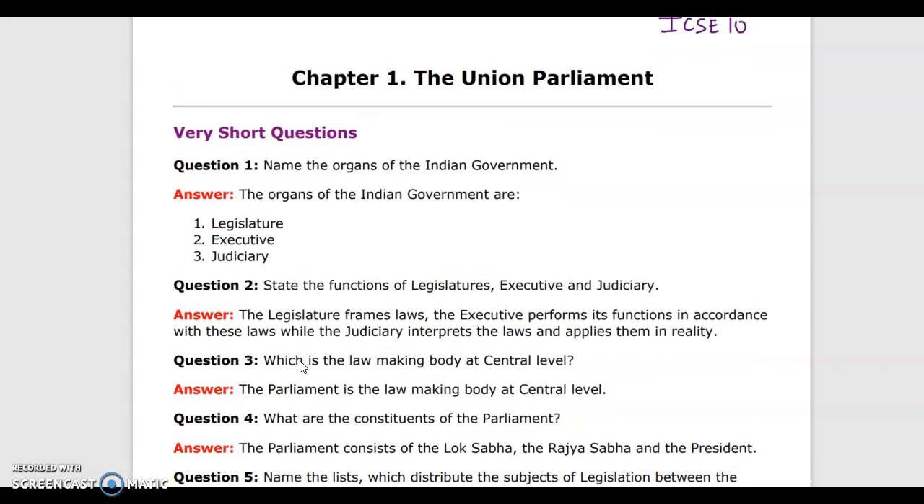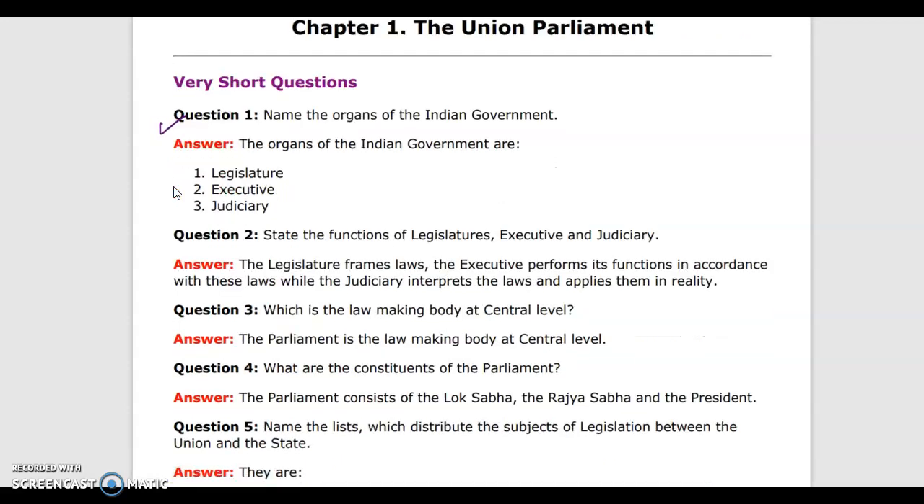Question number 1: name the organs of the Indian government. We have three organs, that is the legislature, executive and judiciary. Question number 2: state the functions of these three organs. The legislature frames laws. The main work of the legislature is to make laws. The executive performs its function in accordance with these laws, and the judiciary interprets the laws and applies them in reality. So the judiciary is the final interpreter of the constitution, as you know about the Supreme Court. The decision of the Supreme Court is considered to be the final decision.